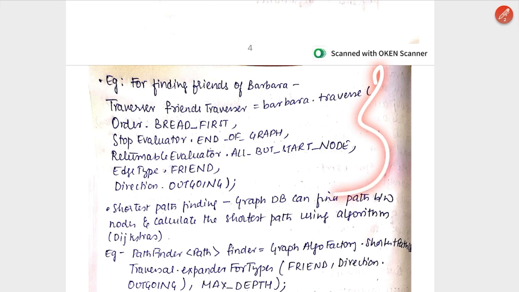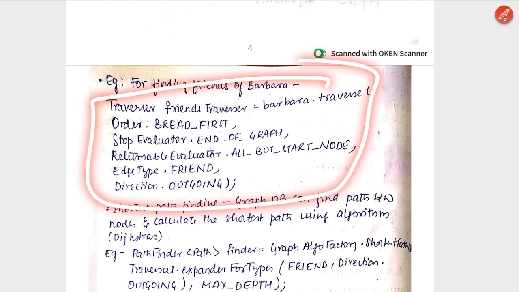This is a tiny example, but if you are speaking about Twitter, the Twitter account of Barbara, you can easily get to know her friends who are connected to her through this code. So this is just a small piece of code.